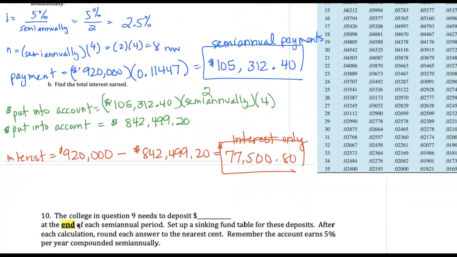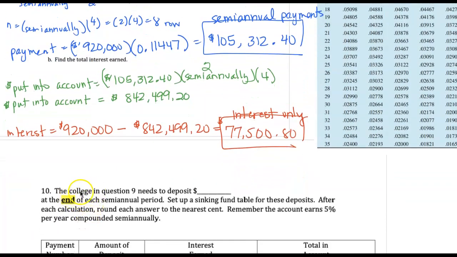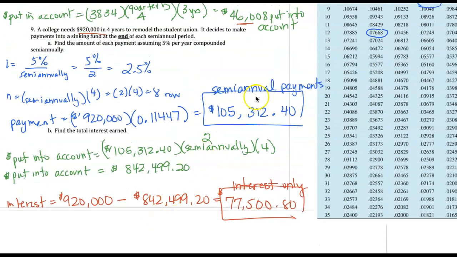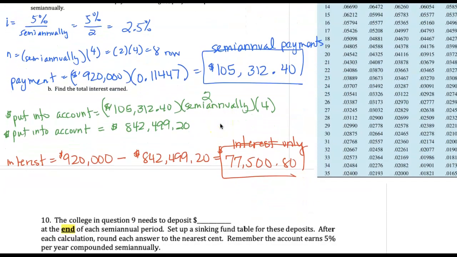The last question in Chapter 11 is going to use some information that we had from Question 9 about the college investing money. It says the college in Question 9 needs to deposit a certain amount at the end of each semi-annual period. So we're looking for that payment, and that was this $105,000 number. Let's keep that in mind here.